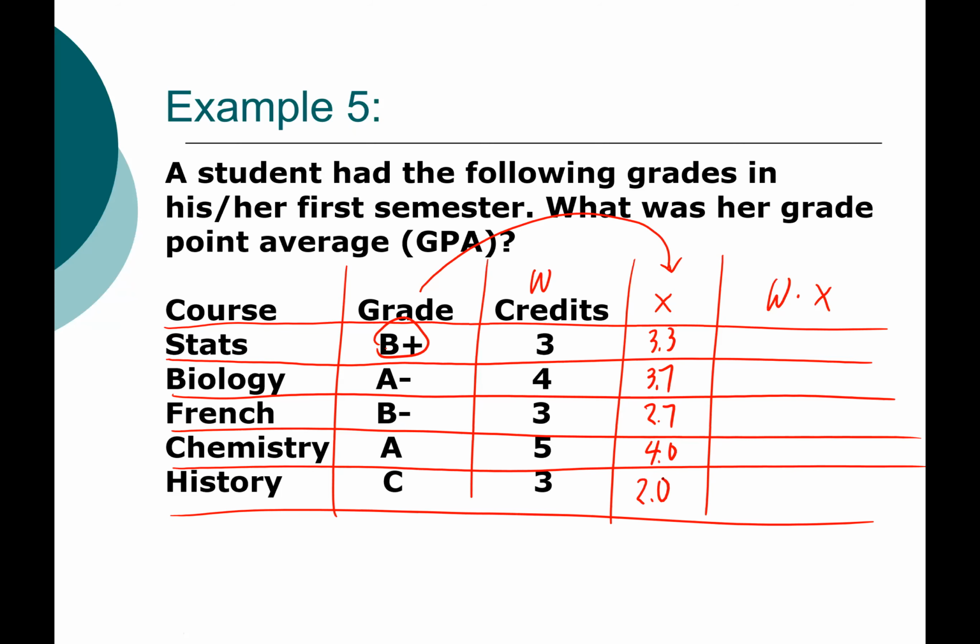Next step, you multiply W by X to get this item. So 3 times 3.3 is 9.9. Okay. And then 4 times 3.7, that's 14.8.